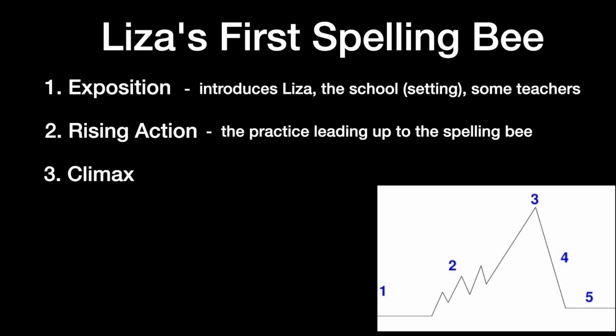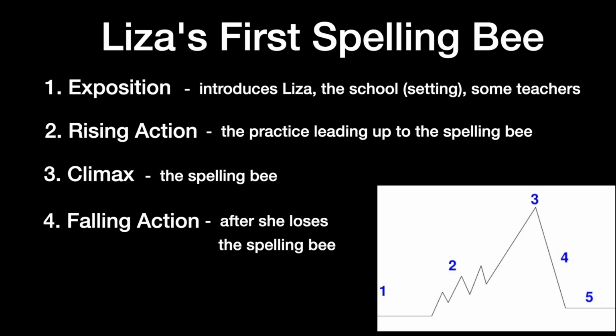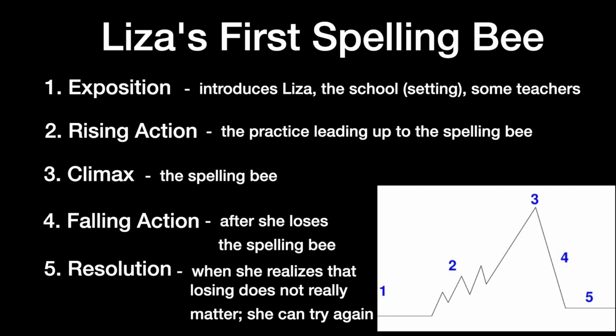The climax is the spelling bee. The falling action is after we realize she loses. The resolution then is when she realizes that losing doesn't really matter and she can try again next year.